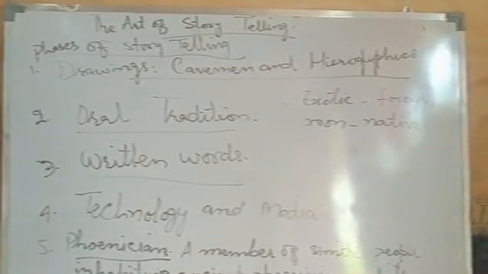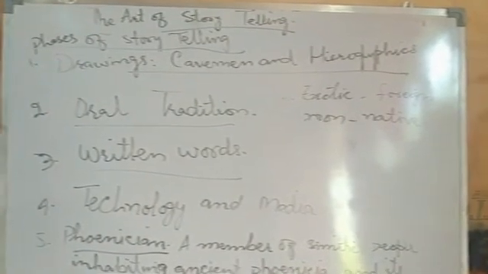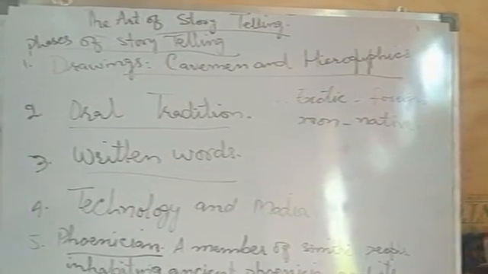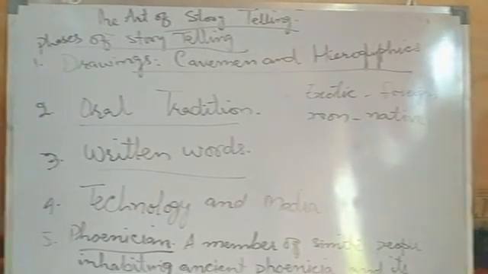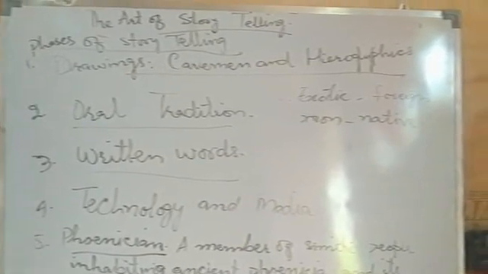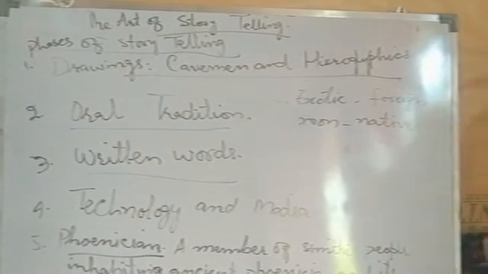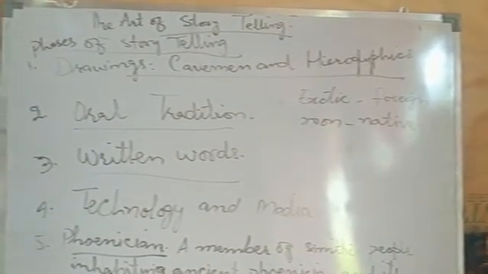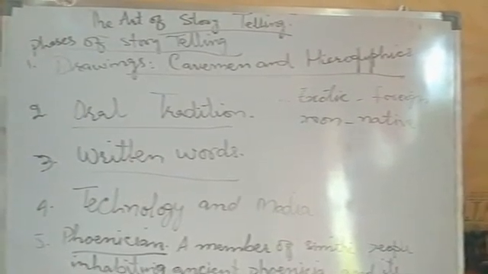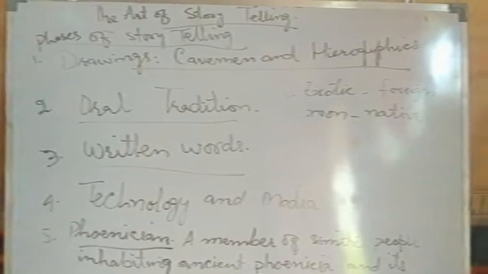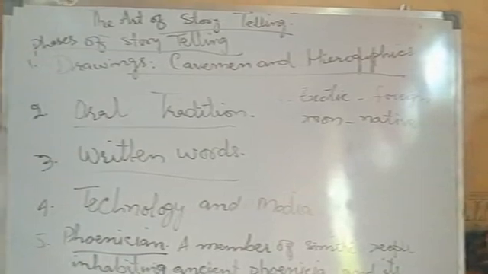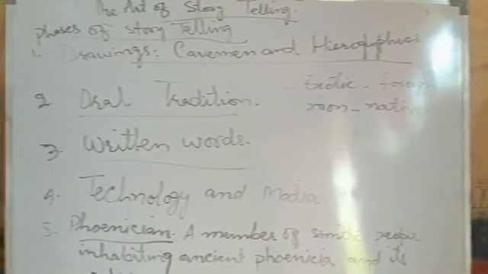In my two previous lectures, we were learning about the art of storytelling. Still, we are going on. It continues. We have gone through different phases of storytelling. First of all, number one is drawings, cavemen and hieroglyphics. What caveman means? Stock characters representative of primitive man in Paleolithic age. Hieroglyphics or logographic writing system. Drawings, caveman, hieroglyphics is the first phase.